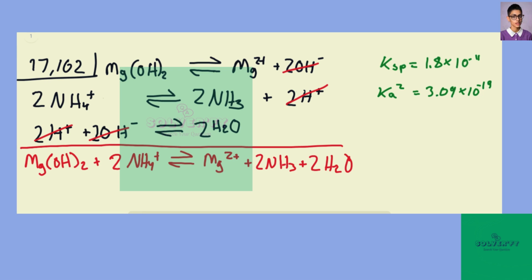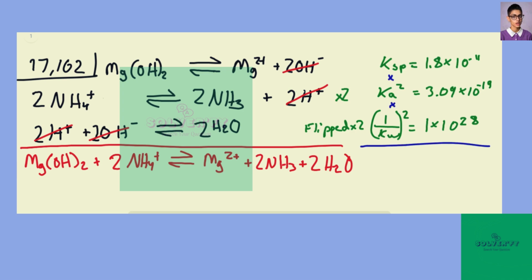And the Kw, this one we flipped and multiplied it times 2. So we're going to divide by Kw, and we're going to square it to account for the flipping and the multiplication by 2, and we get a value of 1 times 10 to the 28th. So what we do is we multiply all of these together to get the K for this reaction. And the K will be 5.56 times 10 to the minus 2.